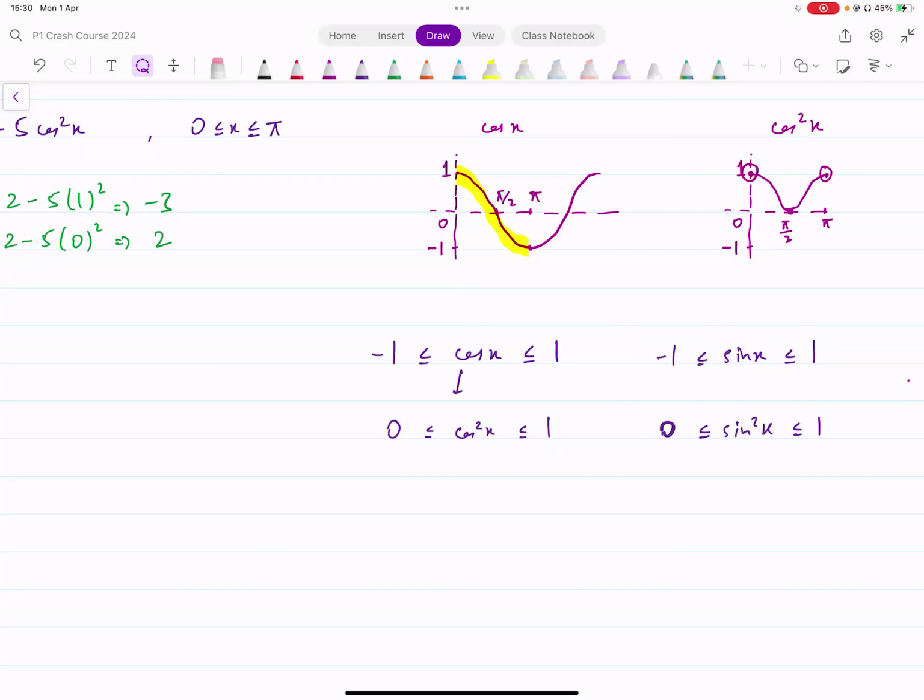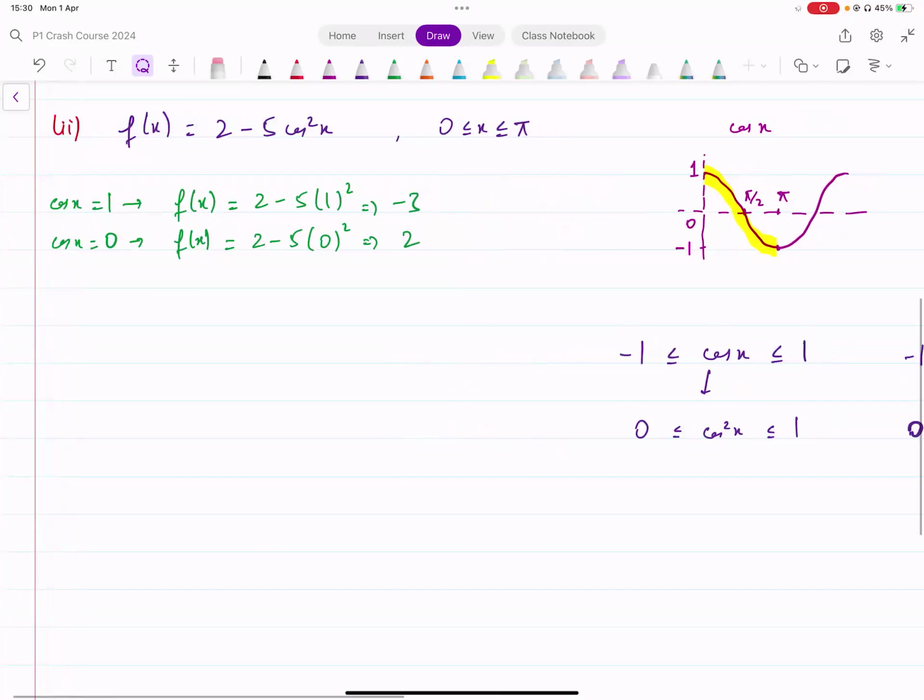So for cos square x, for instance, all you have to do now is input cos square x equals 1, input cos square x equals 0, and see the values that you get from that. You're getting -3 here and 2 here. So what's the range of this function then?